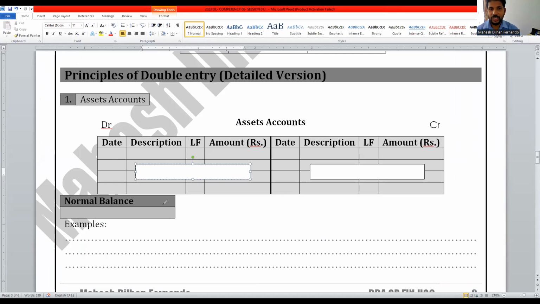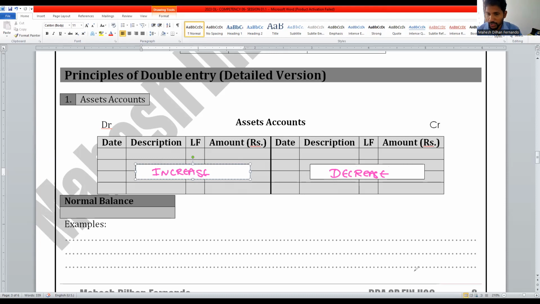Today, in the debit side of the assets account, what do we record, increases or decreases? We can record increases. Increase of assets, debit. And in the credit side, what we have? Decrease. Increase in asset is debited, decrease in asset is credited.